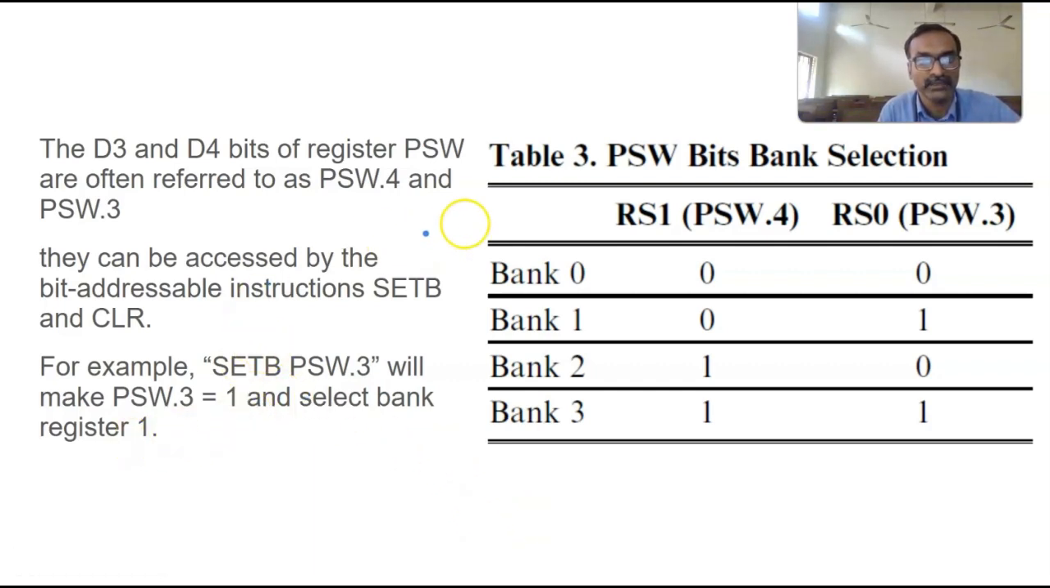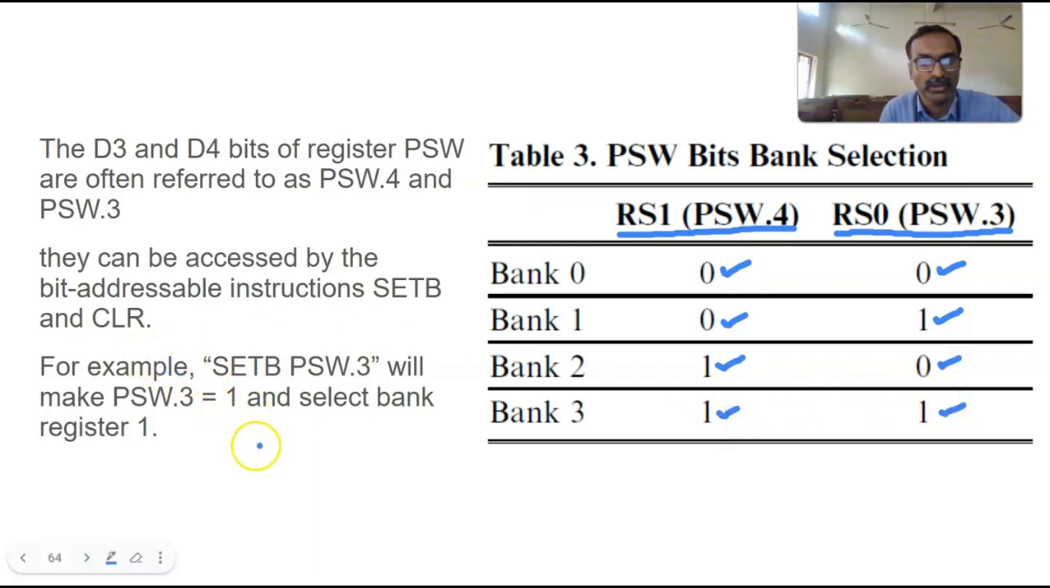Now, how to select the bank? As we saw, RS1 is PSW.4 and RS0 is PSW.3. If you want to select bank 0, you should give 0 to RS1 and 0 to RS0. If you want to select bank 1, you should give 0 to RS1 and 1 to RS0. Bank 2 means 1, 0. And bank 3 means 1, 1.